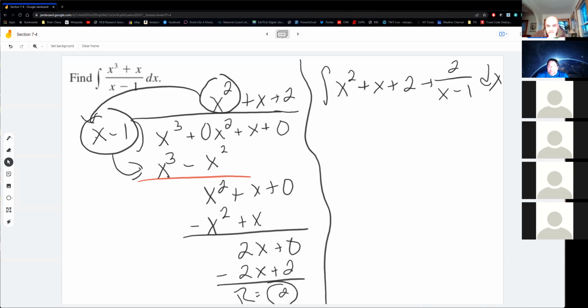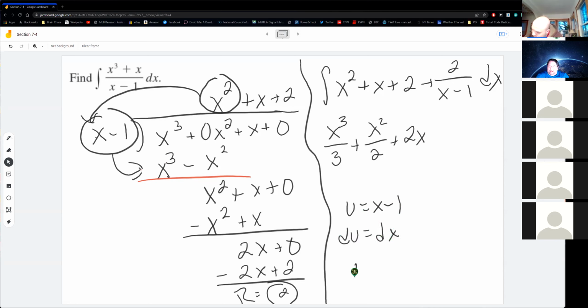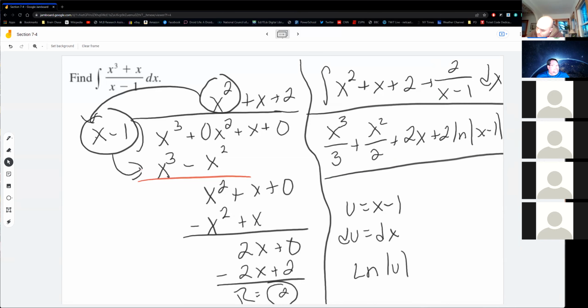So x squared becomes x to the third over 3. x becomes x squared over 2. The 2 becomes 2x. And this one right here, the last part, this is where we're going to do that u substitution. If I make my u x minus 1, du is dx, and the integral of that just becomes ln of u. So this problem right here becomes 2 ln of x minus 1. And I'm running out of room. There's a plus c after the screen's over.